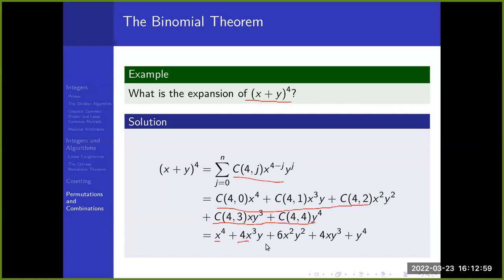Although you can easily pick them from Pascal's triangle. It will be quite easy. So here there would be no challenge, but it's just to illustrate the theorem.